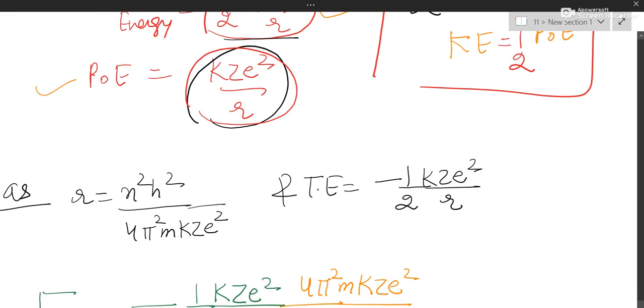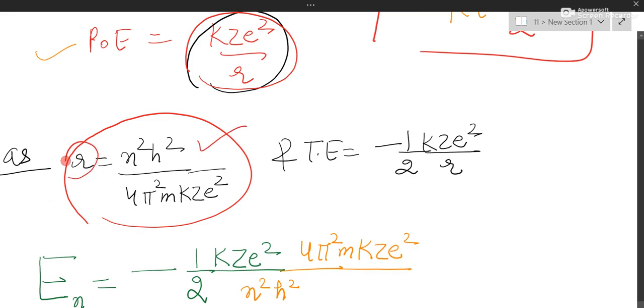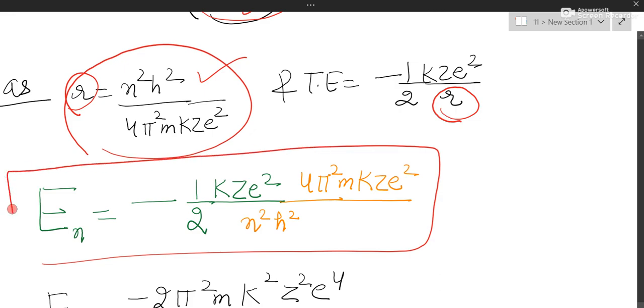Now we will groom the expression for total energy that we have obtained. In the beginning of this video we have obtained the expression for radius, Bohr's radius. Okay, this is the expression. This R I am going to substitute in the total energy formula. That will be my expression for total energy in the nth shell.